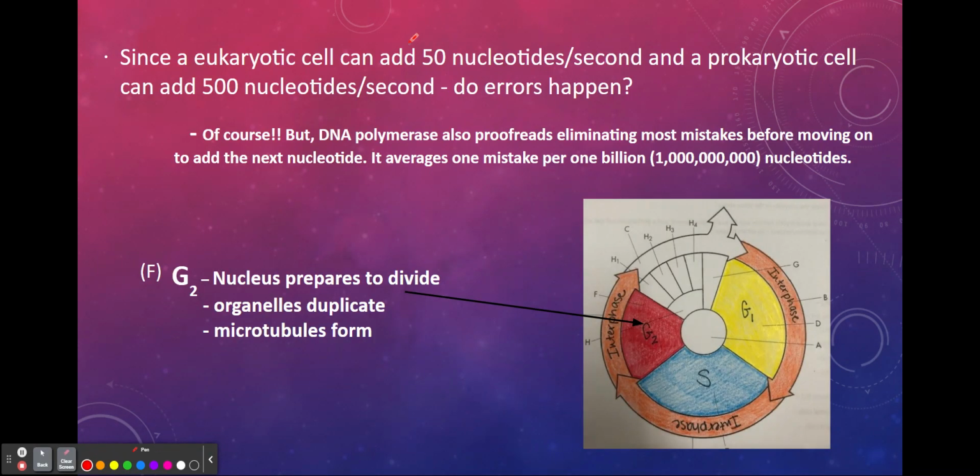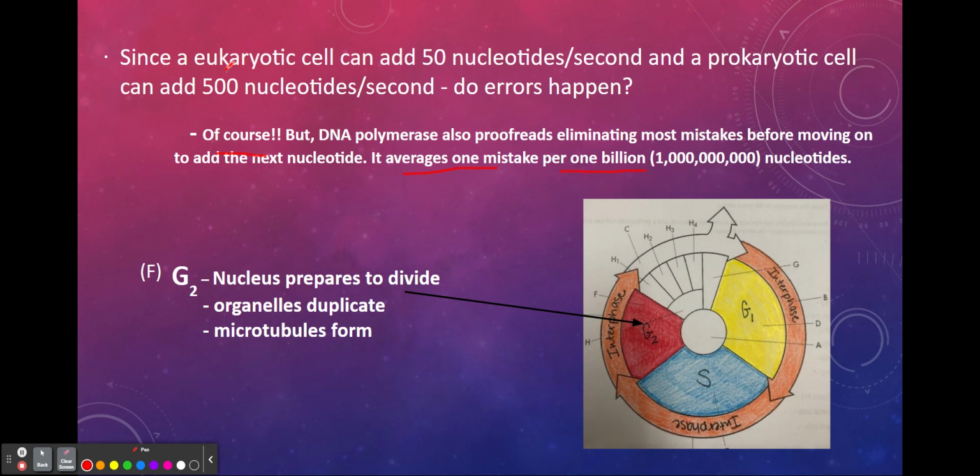So, since a eukaryotic cell can add 50 nucleotides a second, a prokaryotic cell can add 500 nucleotides per second. Do errors occur in this process? Of course. However, DNA polymerase proofreads and eliminates most of the mistakes, so it checks and sees if everything is actually proper and making sure everything is good. So it only has one mistake per 1 billion nucleotides.